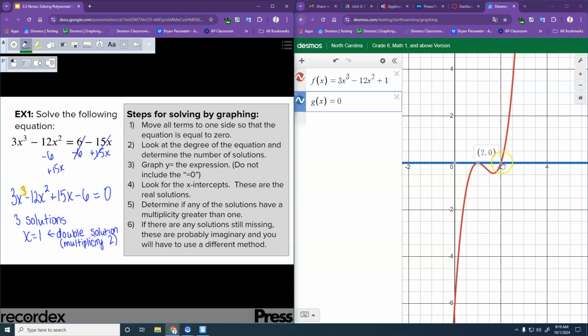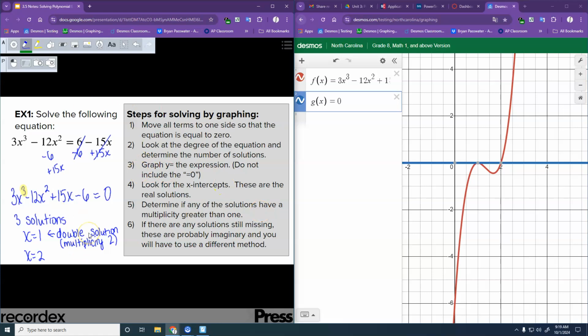And then our other solution over here is 2, so we've got x equals 2. And we're only supposed to have 3 solutions for this one, so we don't have any imaginary solutions because it's 2 distinct solutions, but it's 3 solutions in all because this one is a double. Okay? So we found our x-intercepts. We determined their multiplicity. Step 6 we did not have to do on this problem, but if you have any solutions that are still missing, these are probably imaginary, and you will have to use a different method for that. Okay?